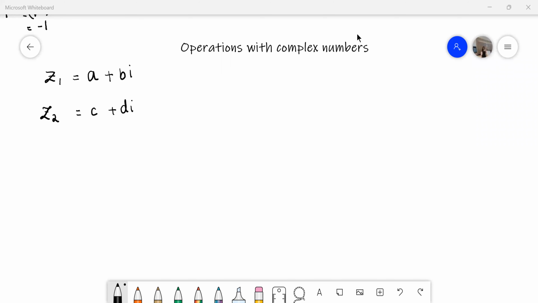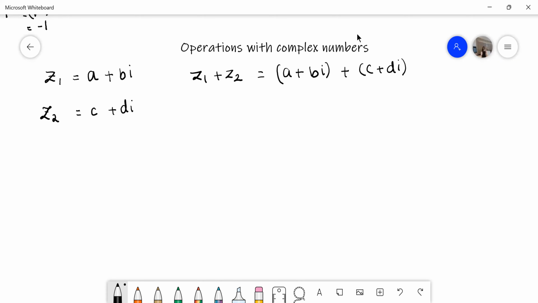Now let's talk about operations with complex numbers. Suppose we have complex number z1, which is a plus bi, and another complex number z2, which is c plus di. Now, what happens if we add z1 and z2? z1 plus z2 means we are adding a plus bi with c plus di.